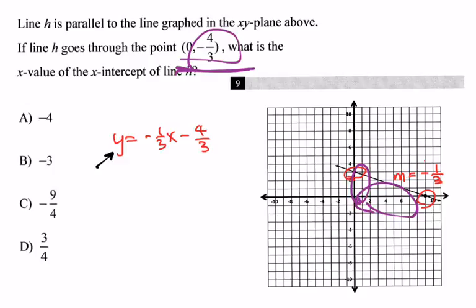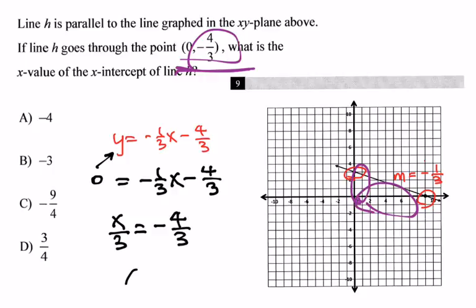And then in place of y, to find the x-intercept, that means y has to be equal to 0. So we are plugging in 0 for y and then trying to find the value of x. Then by adding 1/3 x to both sides, on our left side we get x over 3, and on our right side -4/3. Then you can see that by comparison, x must be equal to -4. So choice A becomes the answer.